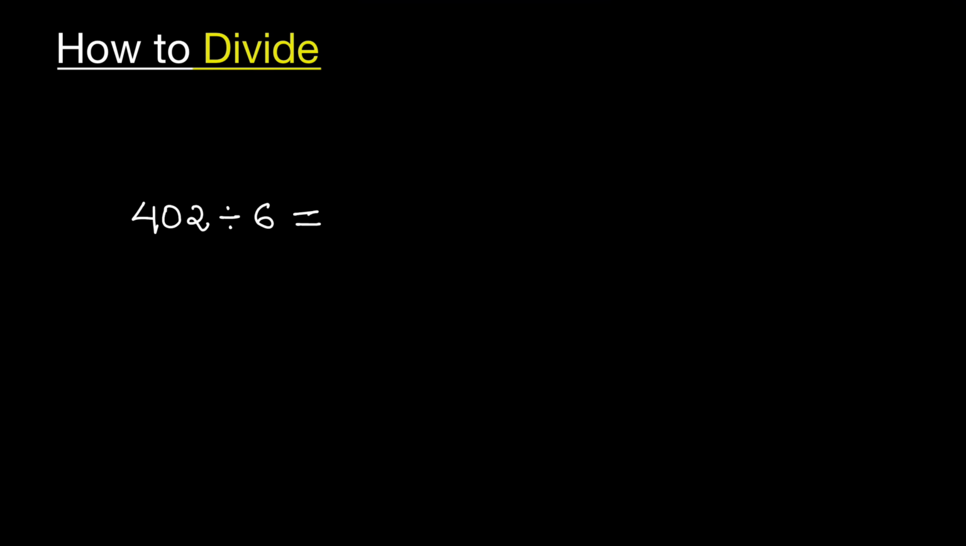In this video, let's learn how we divide the number 402 by 6 using the long division method. See that 4 is less than 6. That is why we will consider the number 40. We know that 6 times 6 is equal to 36. Subtract, we get 4.